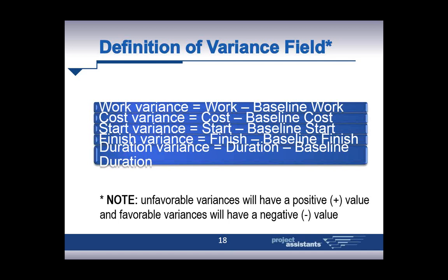Similarly, cost variance is cost minus baseline cost, and right down through this list. There's many examples of variance calculations that are done systematically by Microsoft Project. One thing to keep in mind is unfavorable variances will have a positive value, and favorable variances will have a negative value. It's a bit counterintuitive, but you need to keep that in mind because you're subtracting the initial plan, or the baseline, from the actual remaining work. And again, we'll show some examples in a couple minutes.